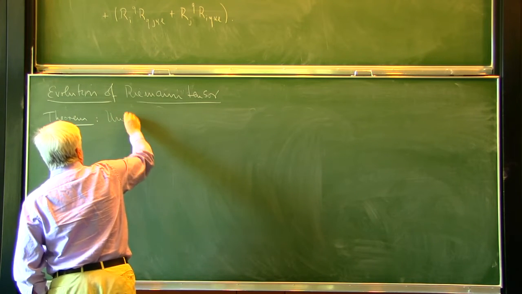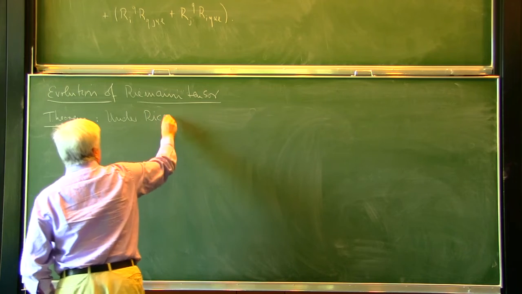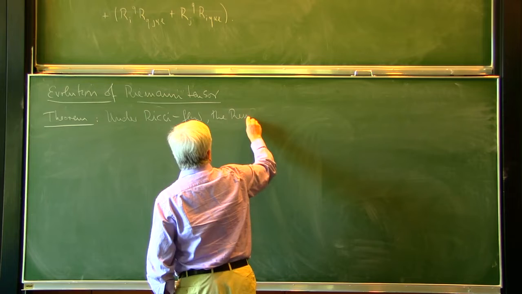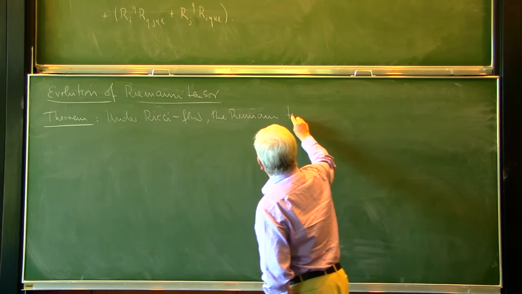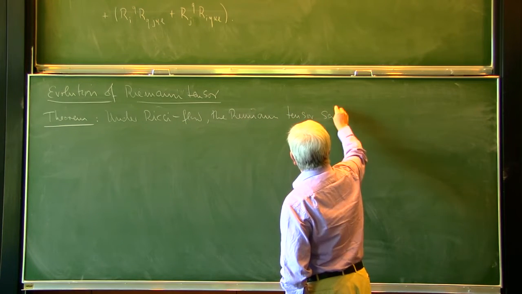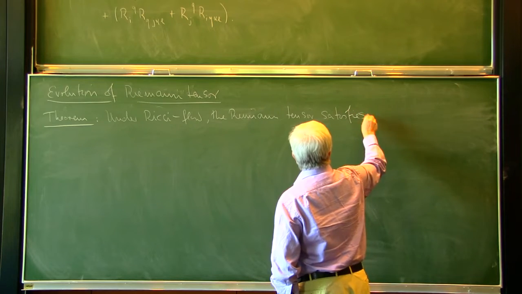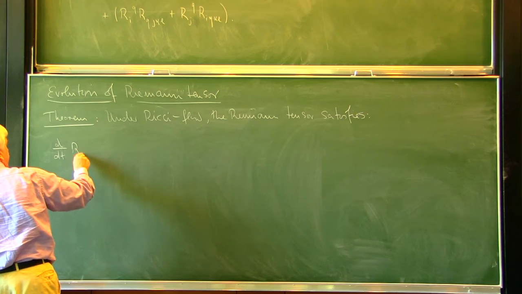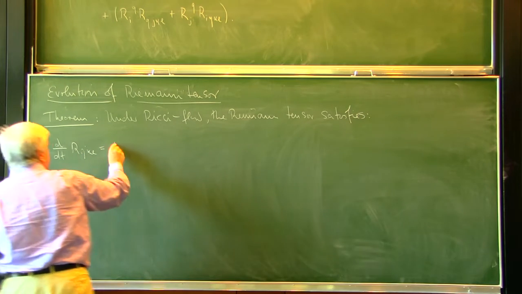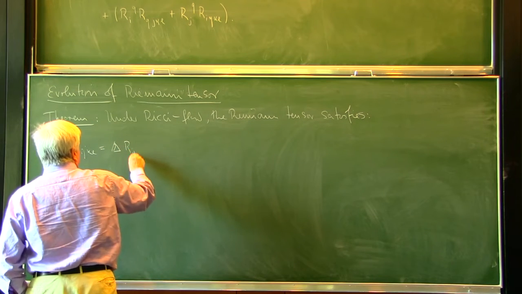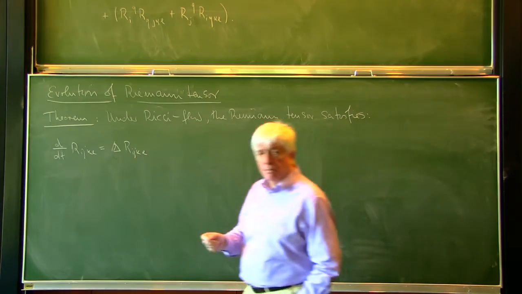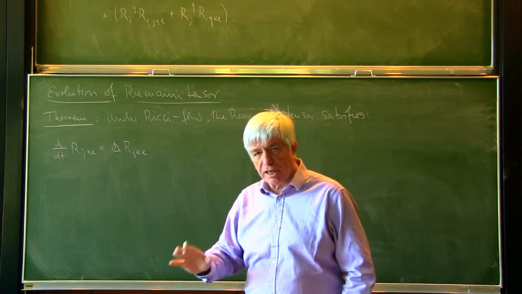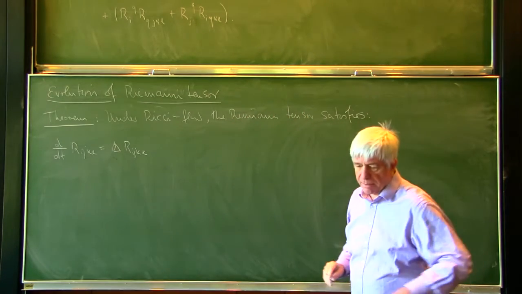Under Ricci flow, the Riemann tensor satisfies d/dt of Rijkl is equal to the Laplacian of Rijkl. This is, of course, the Laplace-Beltrami operator with respect to the metric Gij, which itself is changing in time.